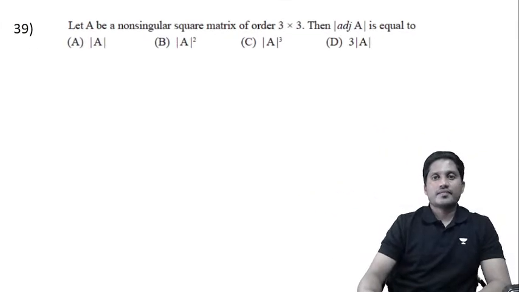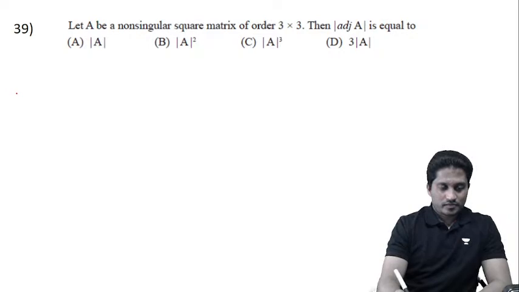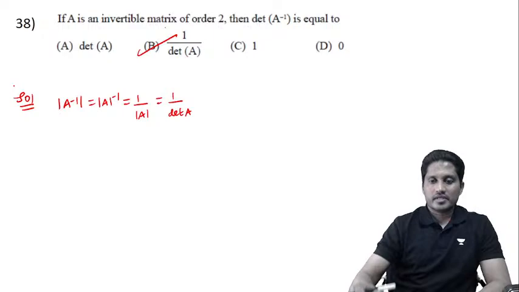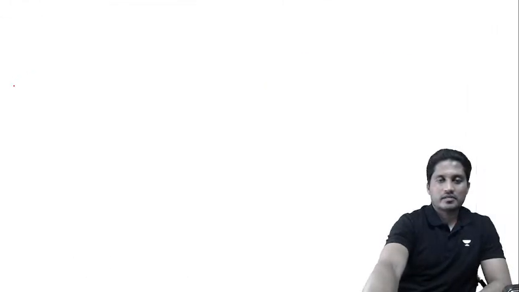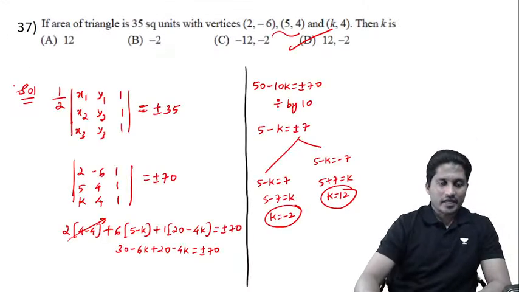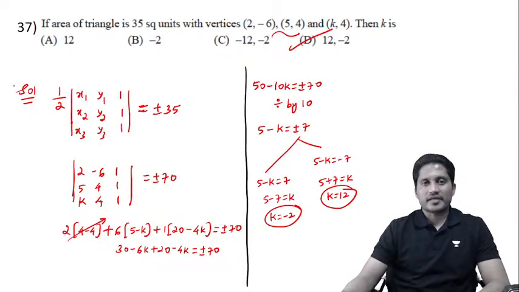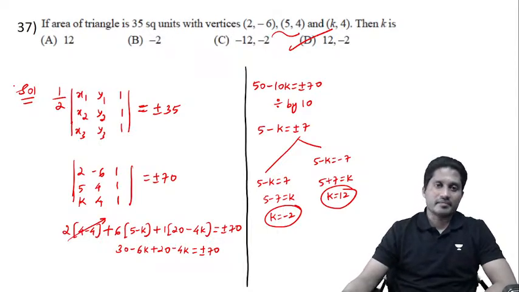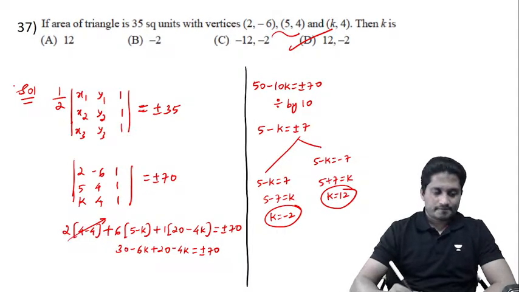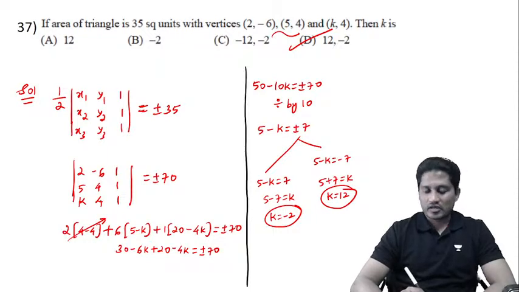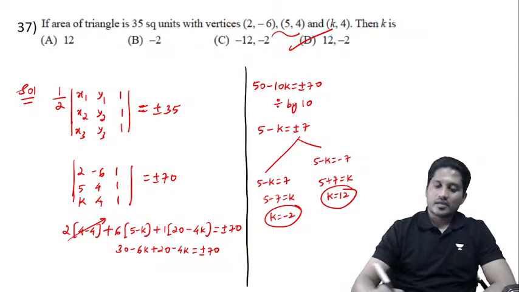Question number 39. Area cannot be negative. Correct, Sagar. You're right. Area cannot be negative, but value of a determinant can be negative. K can be 2. K can be minus 2. No problem. Area is always positive. He's asking anyways the value of K, right? K can be negative. You understand? It is possible. K is equal to 12. K is equal to minus 2. That's the answer. Here area is always positive, but determinant can be negative.